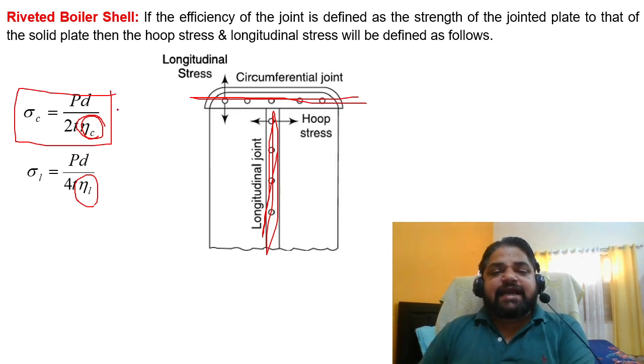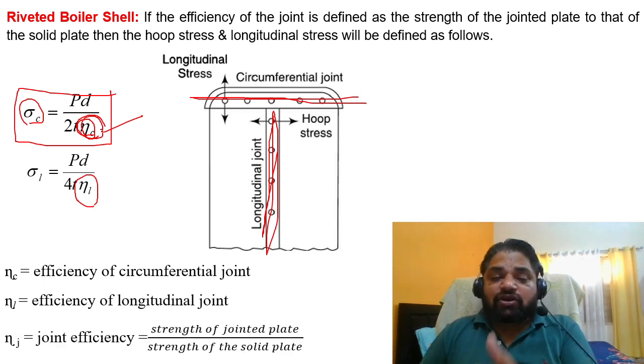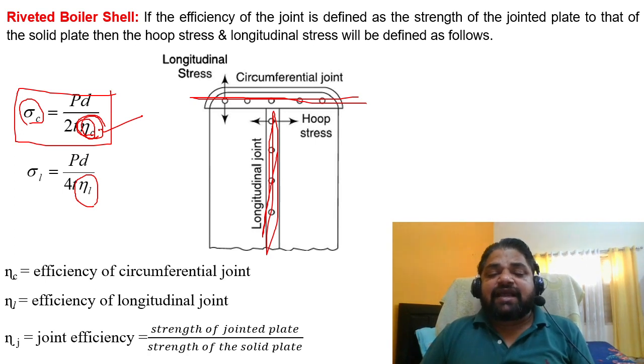Now if these eta C and eta L values go on decreasing, the sigma C value will increase, so it has to be a higher value. But it cannot be a higher value, because the relation says eta C is the efficiency of the circumferential joint, eta L is the efficiency of the longitudinal joint, and what is joint efficiency eta? The strength of the jointed plate to the strength of the solid plate.